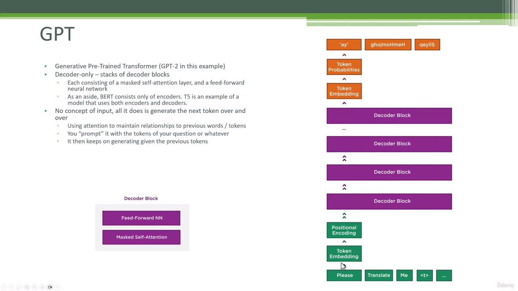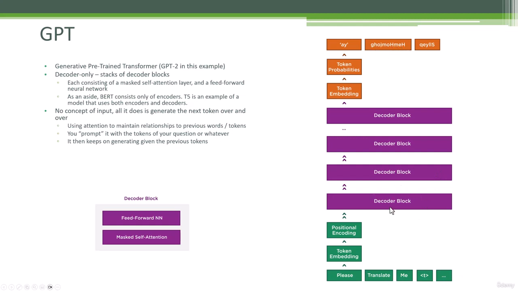Out the other end, we're going to get "please translate me," magic token, and then the next word, which in this case will be "I," right? So I guess that's Klingon for "please," if there is such a thing. And then we do it again, right? So then we say, "please translate me," translation token "I," push it all through, and we get back the next word in our translation, whatever it is.